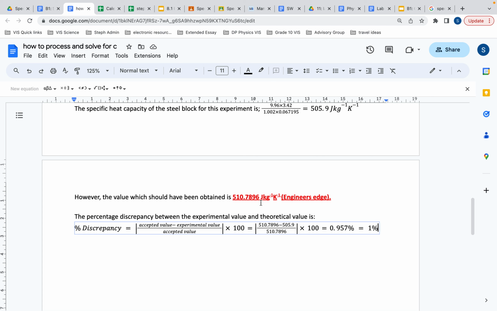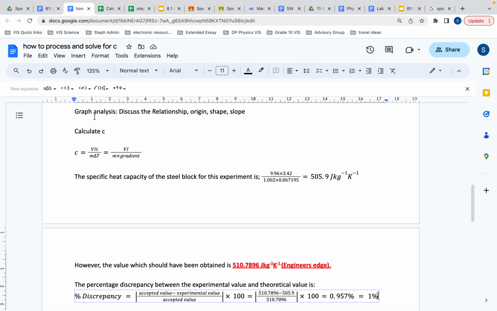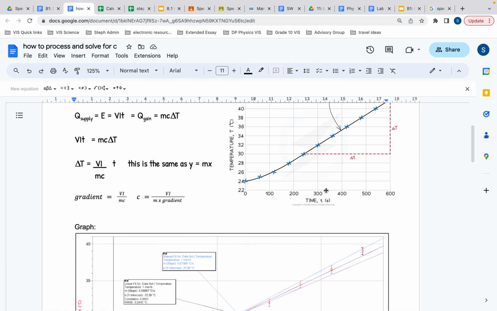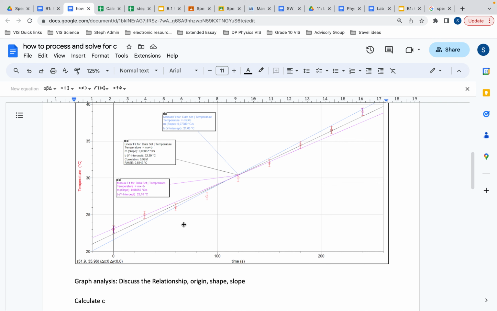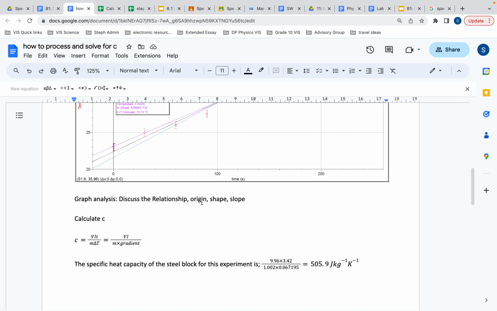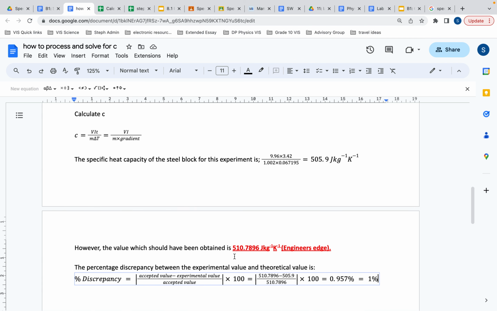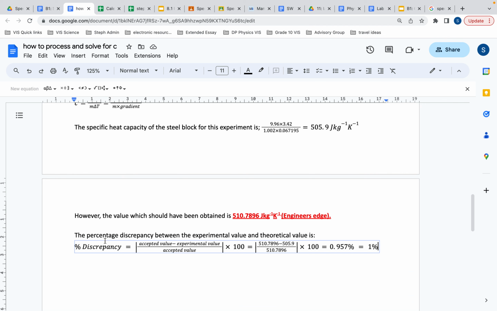So again, in your little graph analysis, I want to see a discussion of, have you answered your hypothesis, relate it to your graph shape, relate it specifically to yours, comment on some of those values. Okay, so relationship, origin, shape, and the slope. Use the slope to calculate your C value. And with your C value, compare it to a known one. That's then giving you your scientific comparison. And then give me your percentage discrepancy.